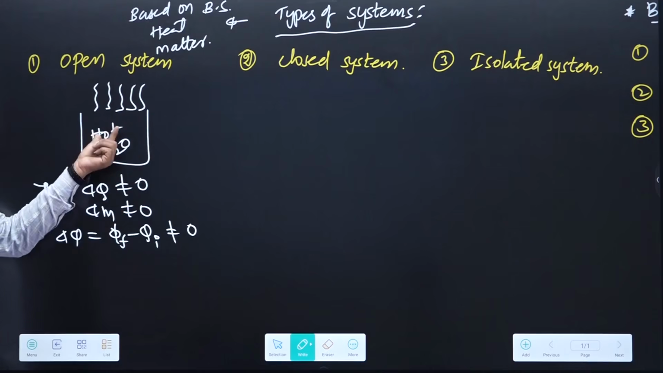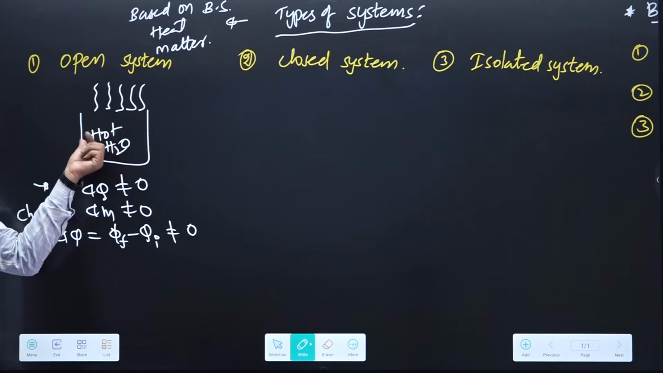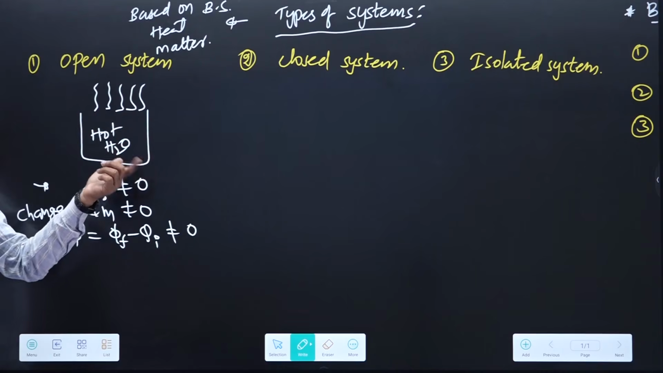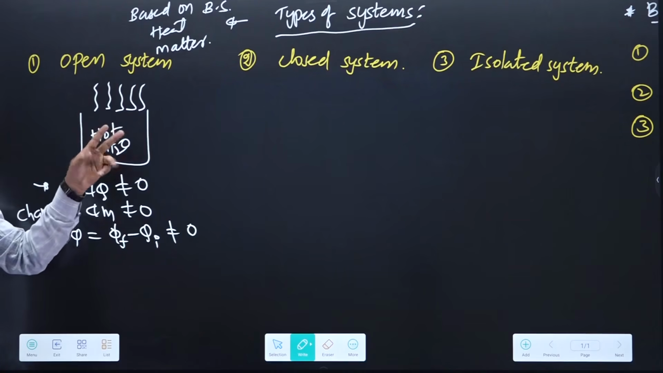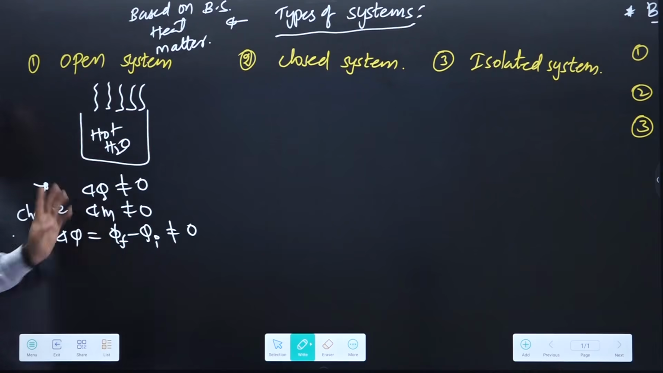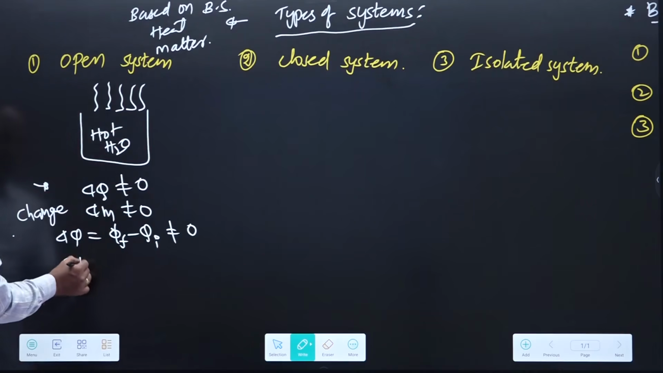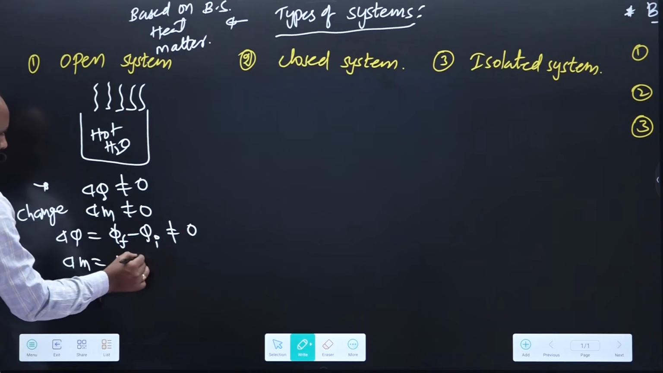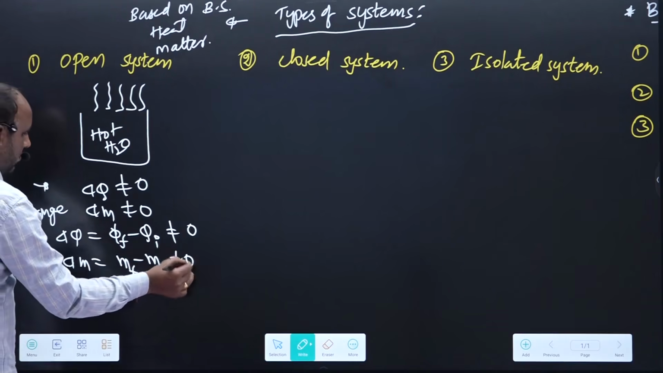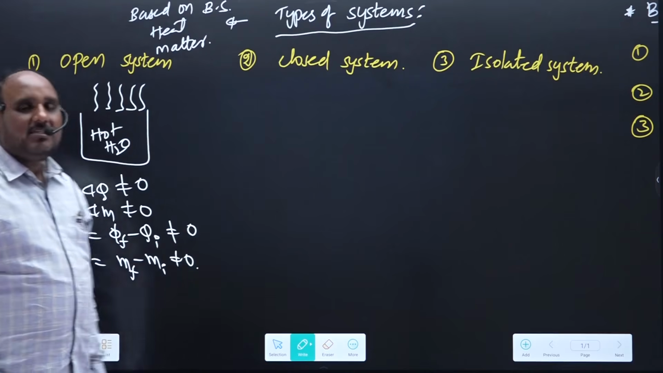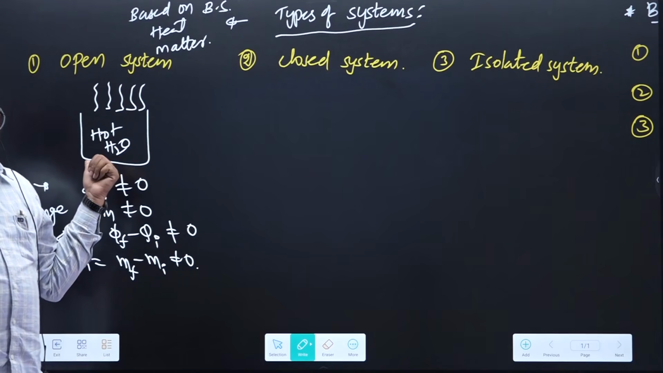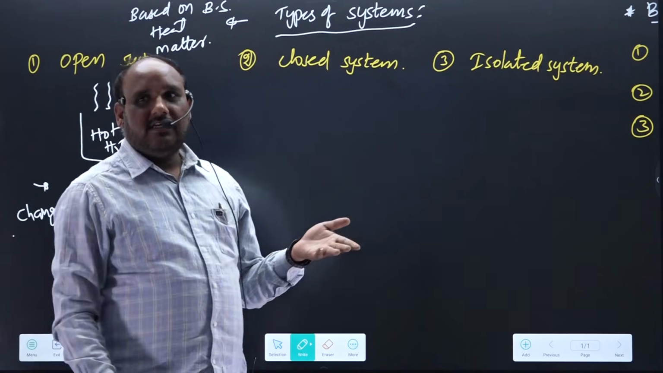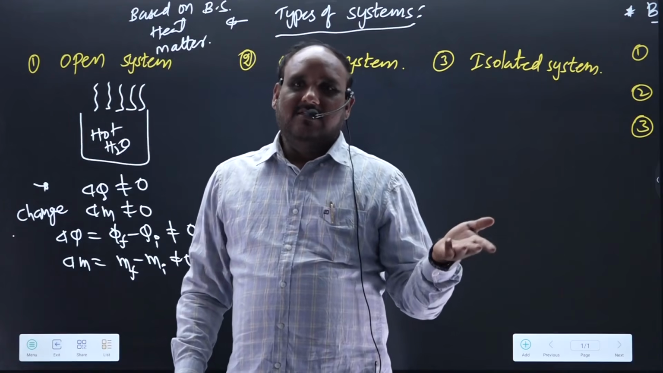At the same time, there is a change in some amount of matter. Initially there were 10 liters. After evaporation we observed 9.75 liters. So there is a change in matter also. Therefore delta M is not equal to 0. What is meant by delta M? That is M final minus M initial, which is also not equal to 0. Such systems are known as open systems, right?